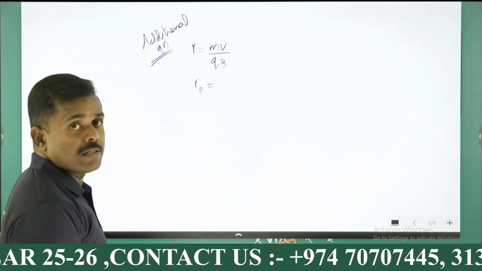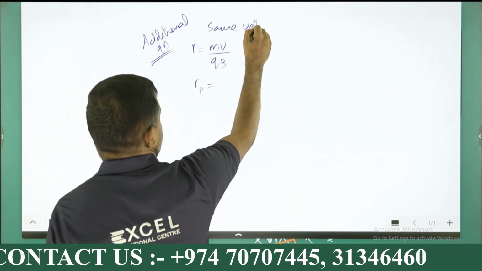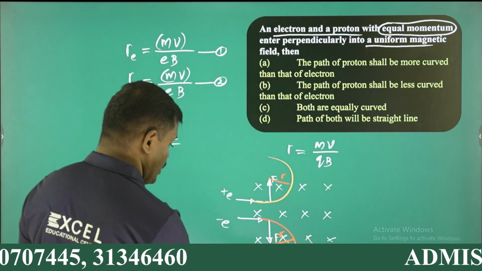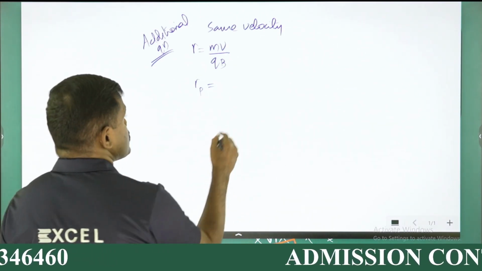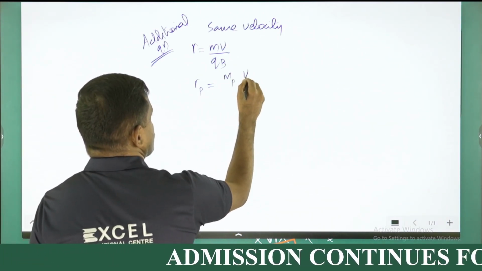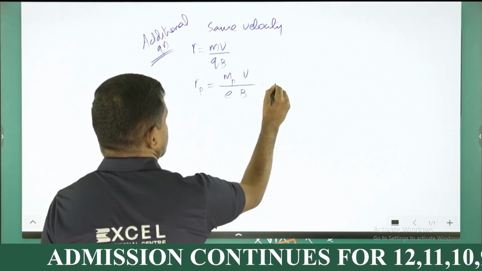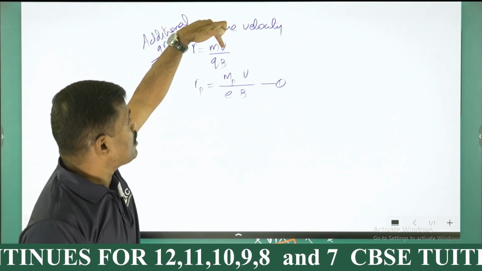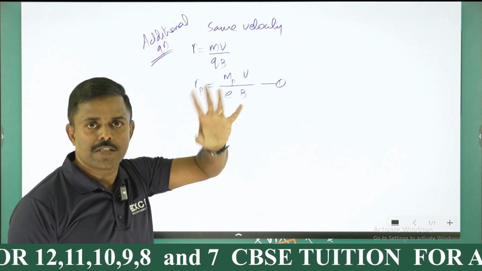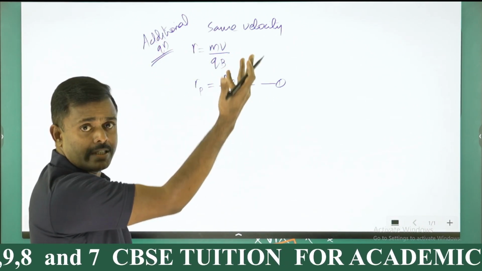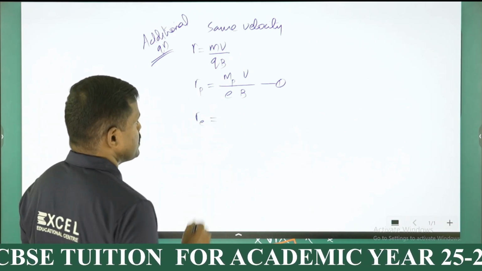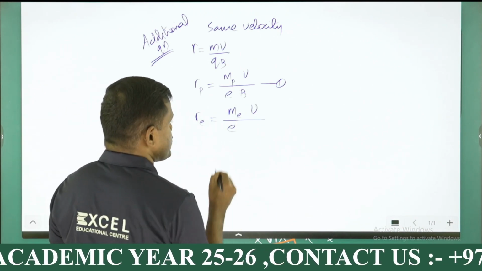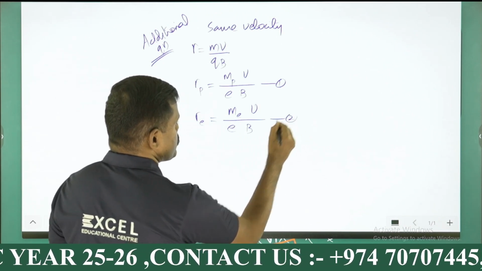In the original question, they were entering with the same momentum. But what if they enter with the same velocity? R is mv by qB. So R proton is mass of proton into velocity by charge of proton into magnetic field. Mass of proton is mp. Velocity is v, I don't write vp because velocity is the same for both. So R electron is mass of electron into velocity v, charge of electron e, magnetic field B. Equation number 2.